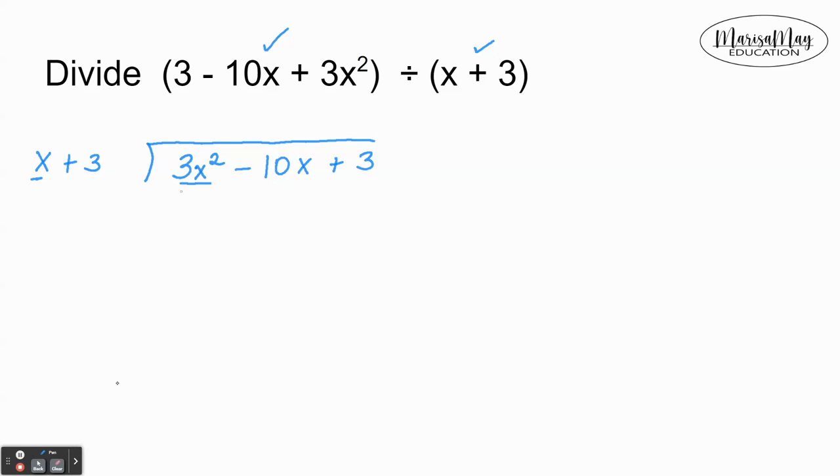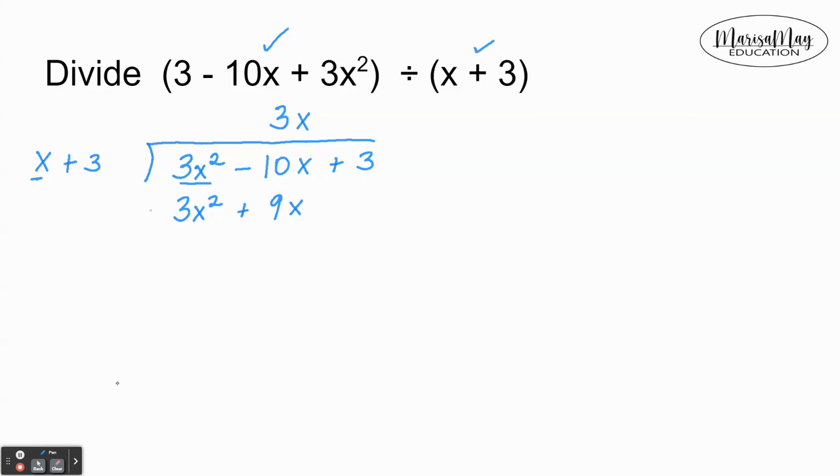What times x would give me 3x to the second? That's going to be 3x. So I'm going to write 3x above the x term here. Now we multiply. 3x times x will give me 3x to the second. 3x times 3 will give me 9x.